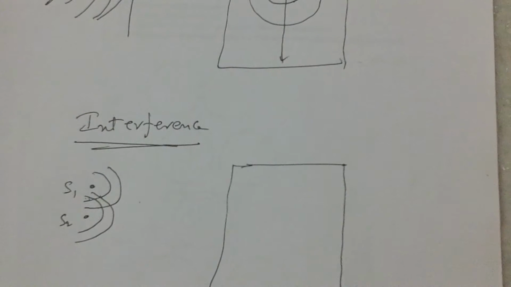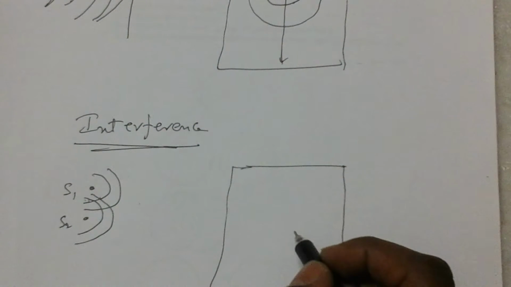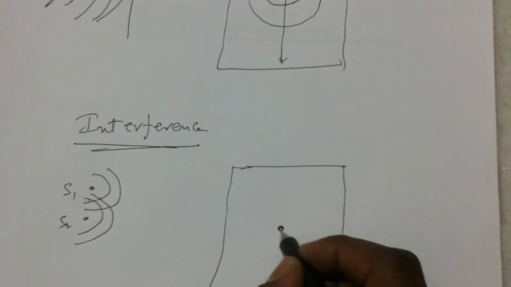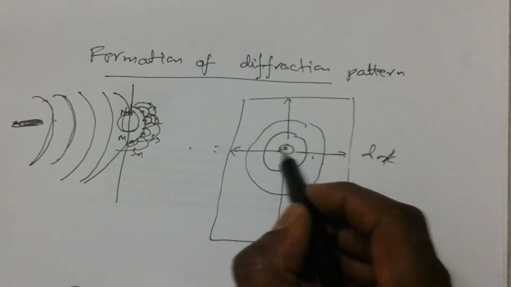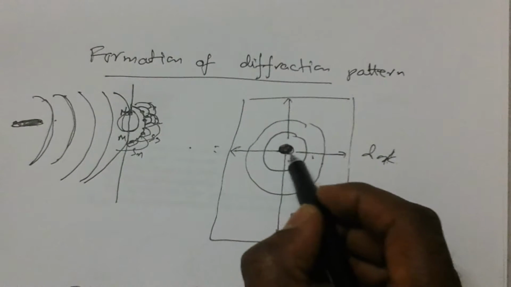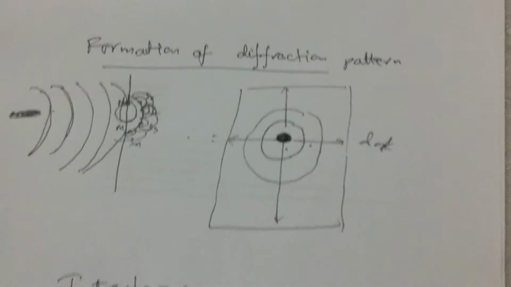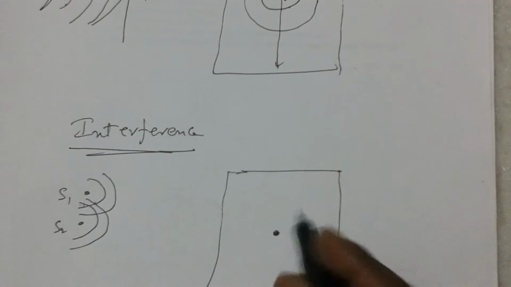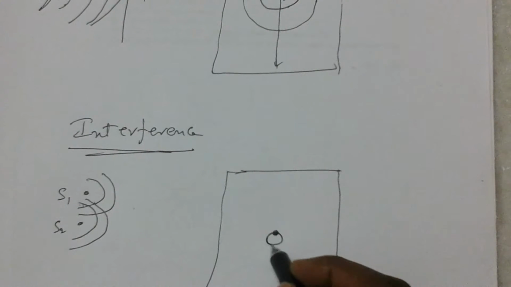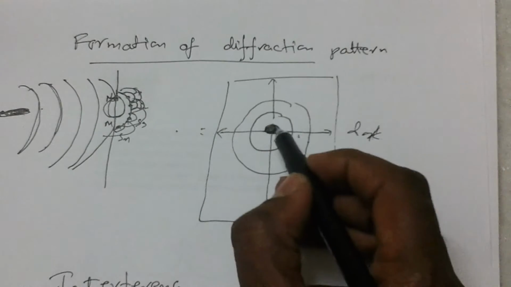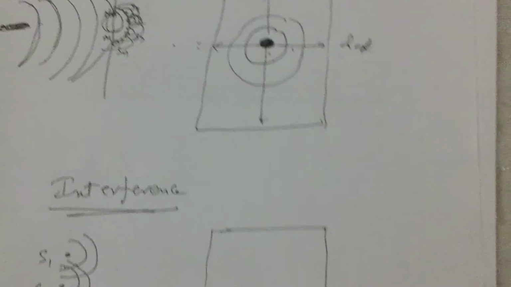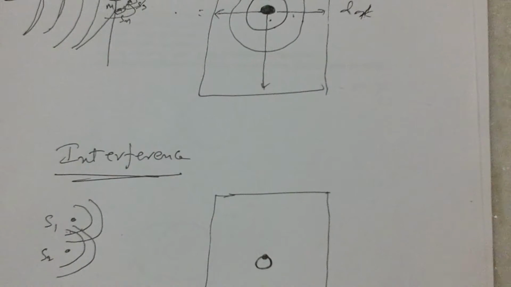you are getting the same kind of pattern as in diffraction, but the center differs. In the diffraction pattern the center will be bright, and in the interference pattern the center will be dark.